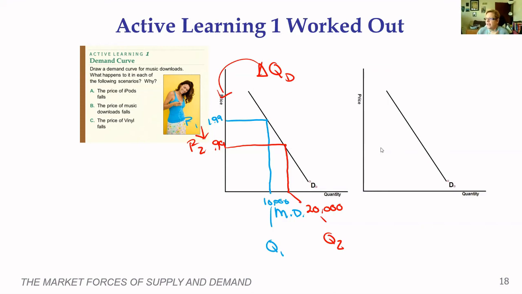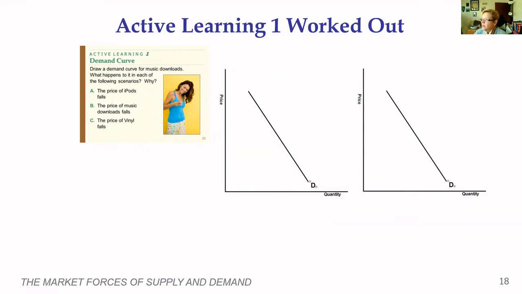Okay, now let's look at the last one. The price of vinyl falls, okay? I had to update this because they actually had CDs and I was like, anyway. All right, so here's music downloads because that's the one we're interested in. And here's vinyl. What are vinyl to a music download? Yeah, I know you might say, well, collectors and all that kind of thing. I get it, but you know, I'm trying to jazz up my slides. Give me a break. Okay.